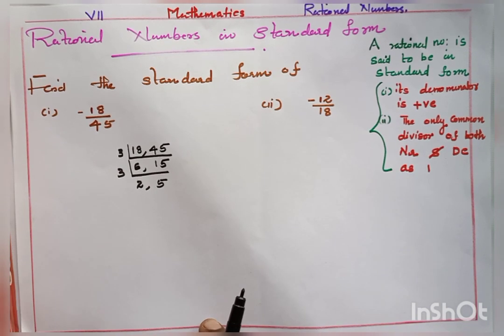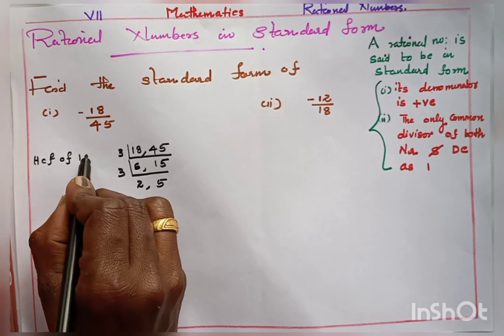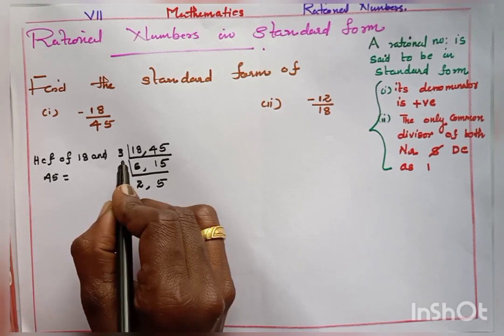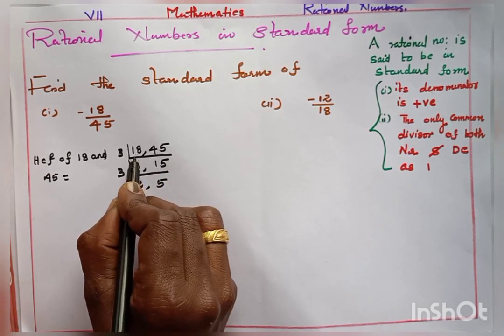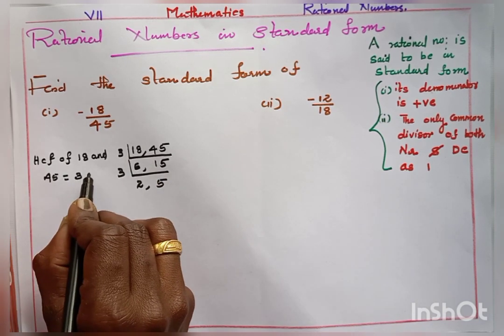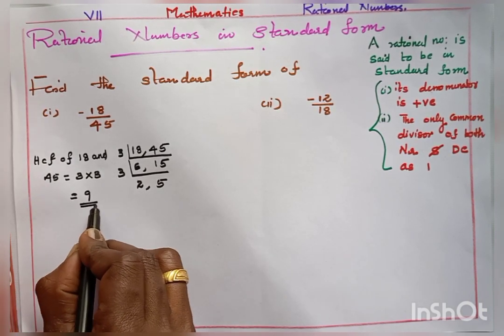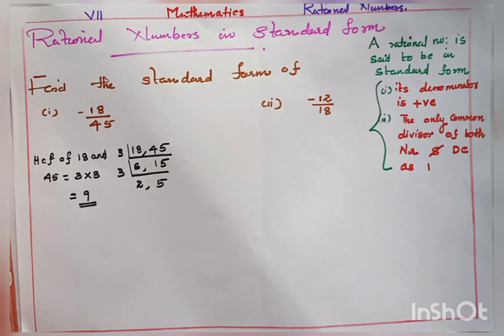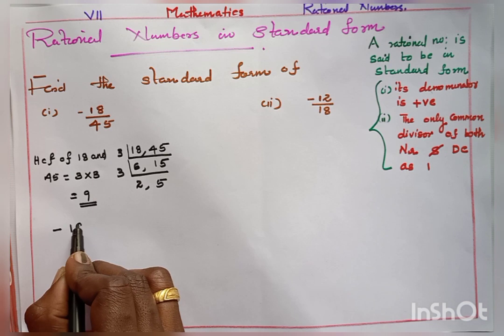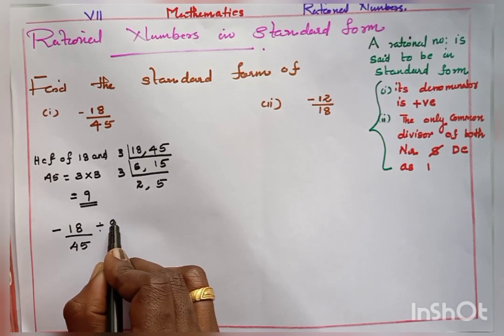So the HCF of 18 and 45: the common factor divides both numerator and denominator. 3 into 3 equals 9 as the HCF. Then take this HCF and divide both numerator and denominator by the HCF 9.